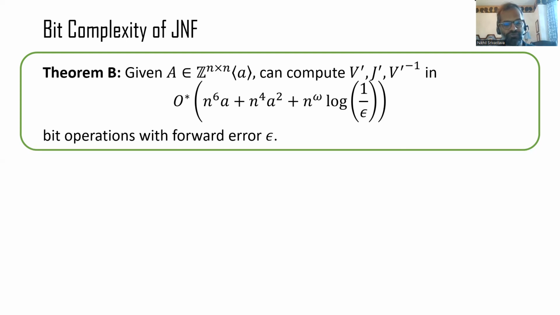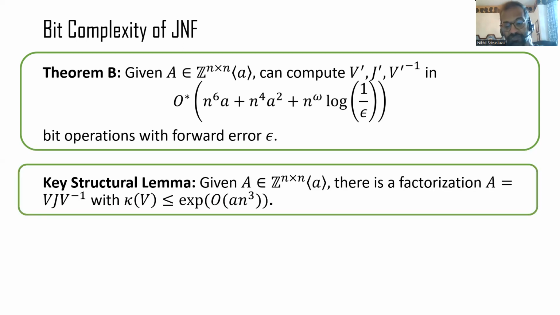So I won't tell you exactly what the algorithm is. It's not very complicated. It combines some results from the symbolic computation community with some numerical ideas. But I'll tell you what the key structural lemma in the proof is. The key thing that needs to be proven is that if you have an integer matrix A, then there is always a Jordan normal form in which the similarity is well conditioned as a function of the number of bits of the input and the dimension n.